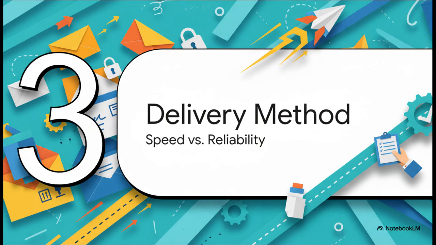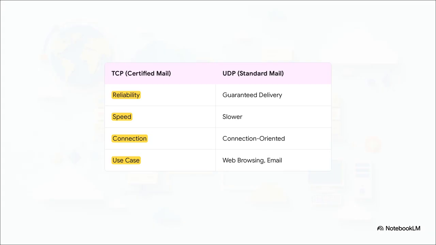Okay, so we've got the address. Awesome. Now we have to make a choice. How are we going to send this package? Is it something that absolutely, positively has to get there with the signature confirmation? Or is it more important that it just gets there as fast as humanly possible, even if a tiny piece gets lost? And this is where we have to choose between two main delivery options: TCP and UDP.